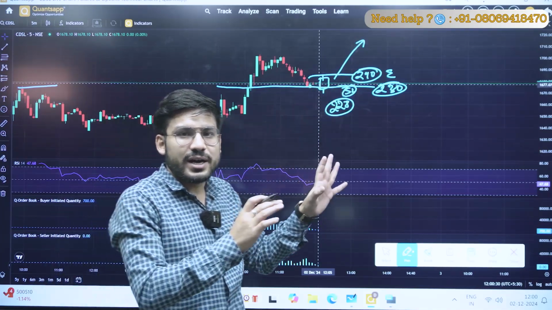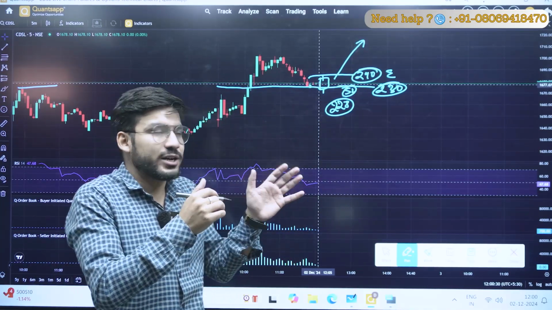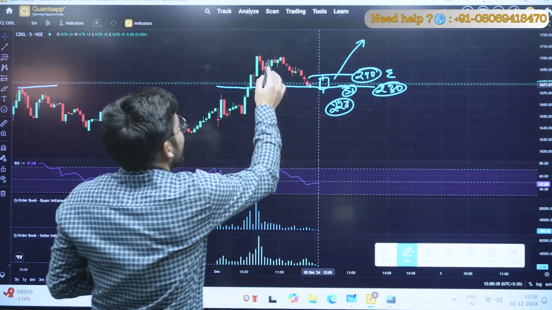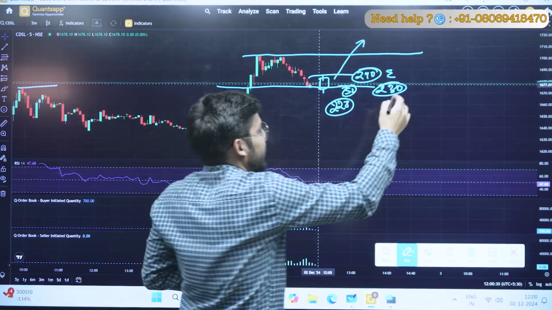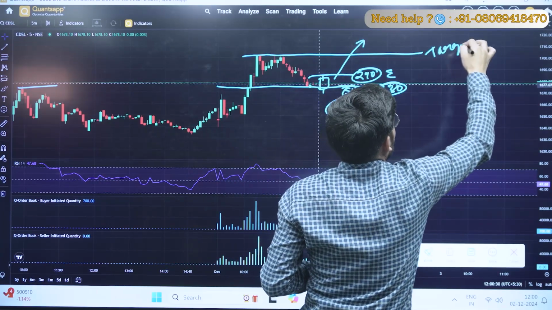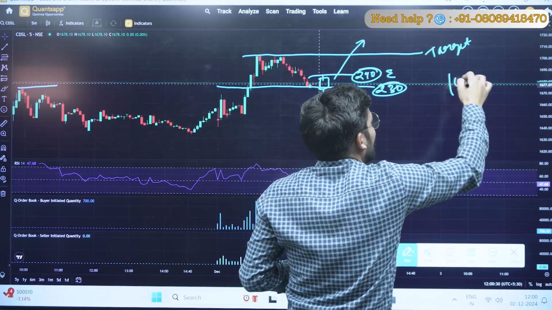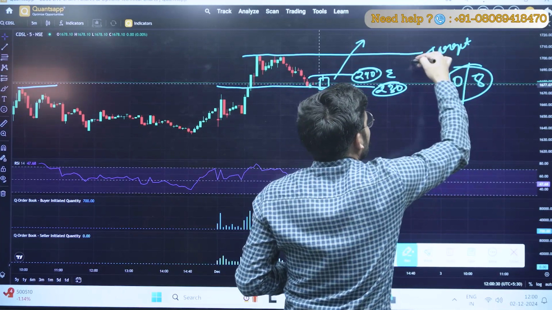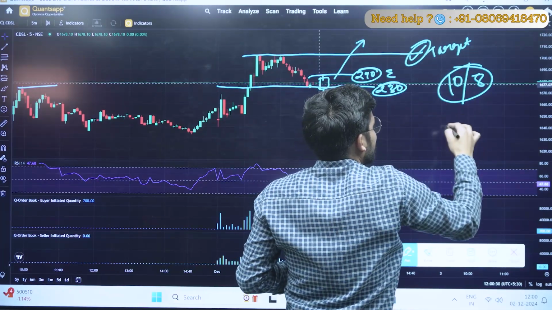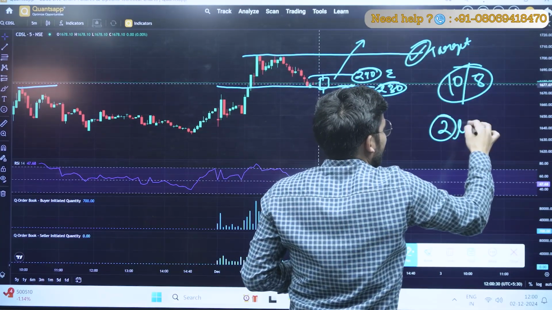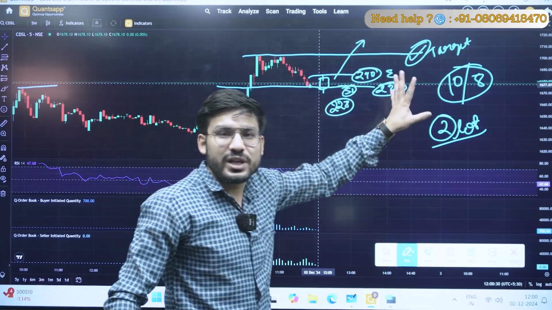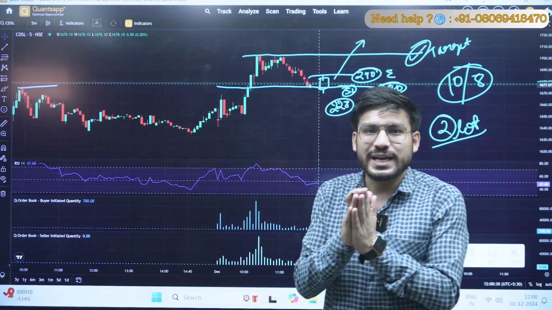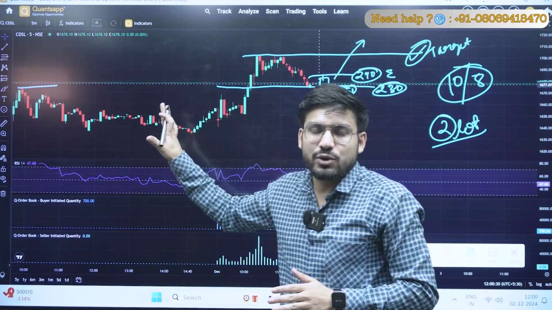For the target, you can make your target the very close resistance. Approximately, this is my resistance from where my market was taking resistance, so this can be my target. Now if I'm trading with 10 lots, I will book 8 lots here, and from the remaining 2 lots, I will trail my stop loss. This is how you have to take the entry when you are going to take a trade with the particular stock that you have chosen.